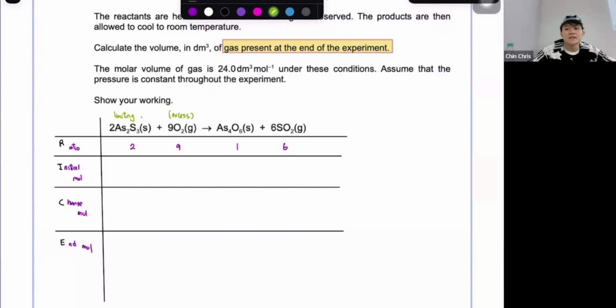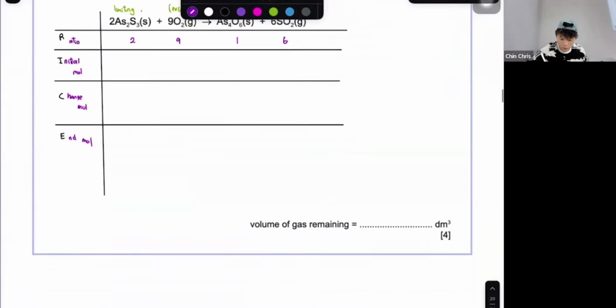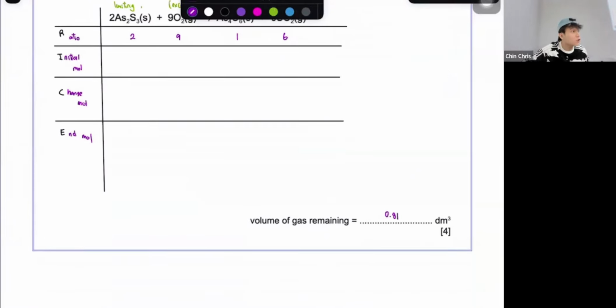I'll wait until one of you guys get the answer, then I'll discuss. Please try, everyone. What's the answer, guys? 0.81. That's the final answer. Okay, thank you, Jiang. Okay, since Jiang got the answer, I'll discuss.